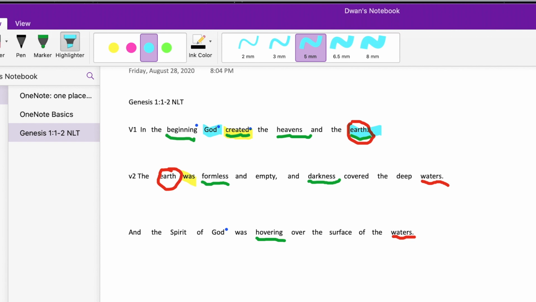And then next you have adjectives, which describe. So we talk about formless and empty to describe the earth. One thing you also take note of is that heavens is plural, and earth is singular. That means God created multiple heavens, and he only created one earth. That's what you can see from observing the text. And there are no more words that are plural.